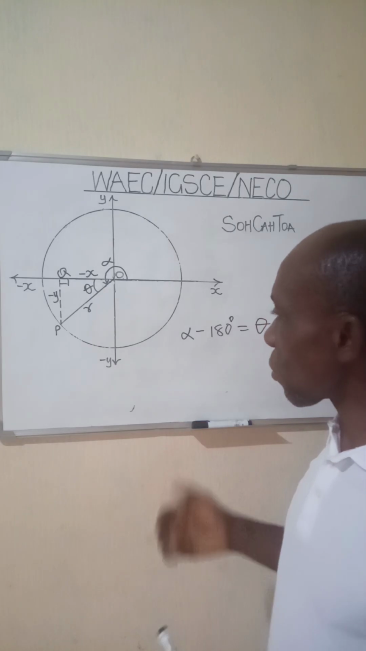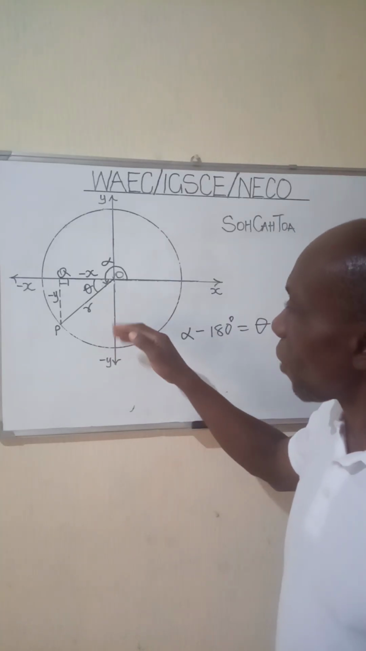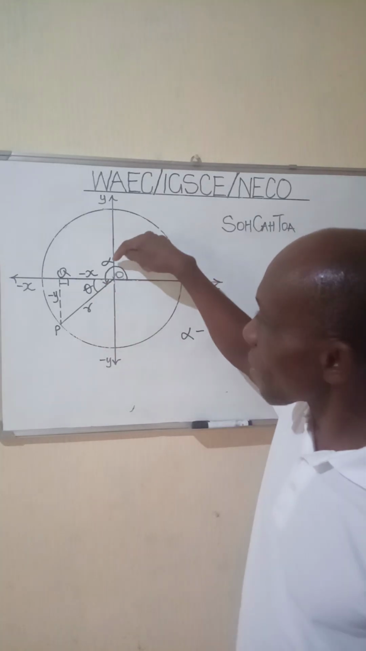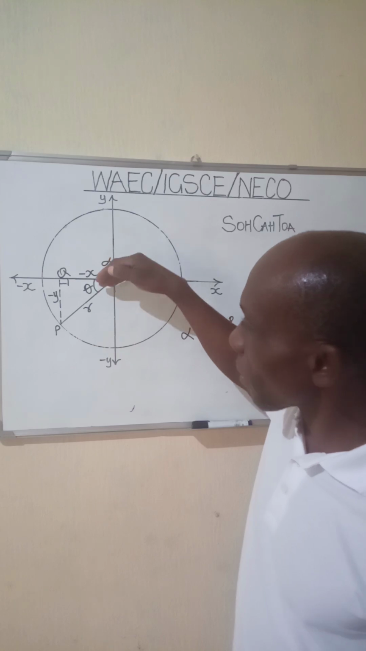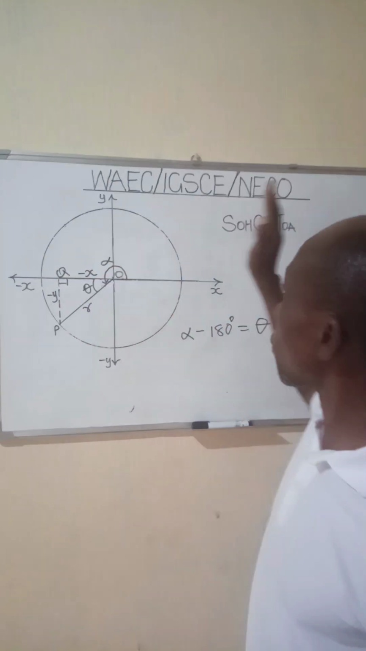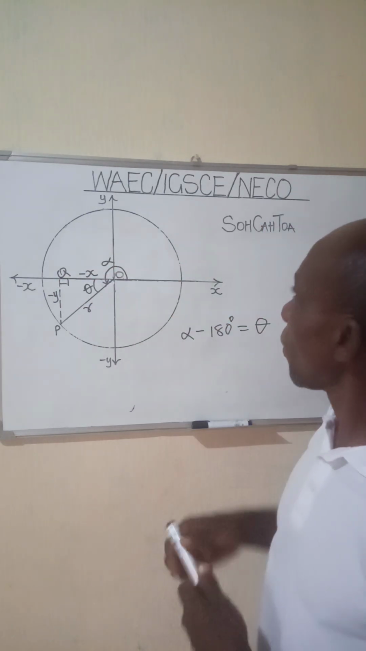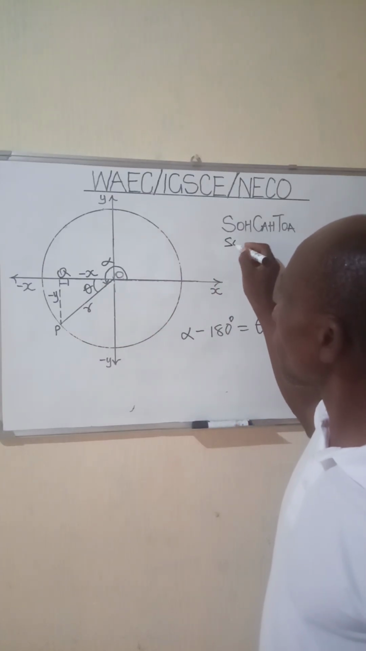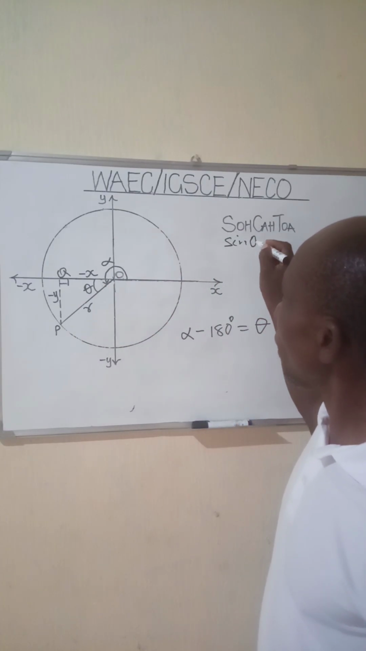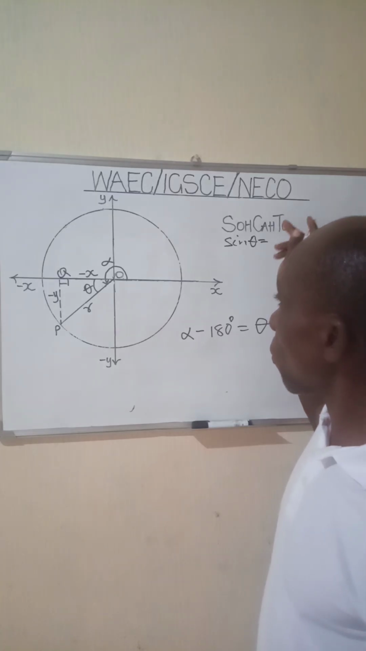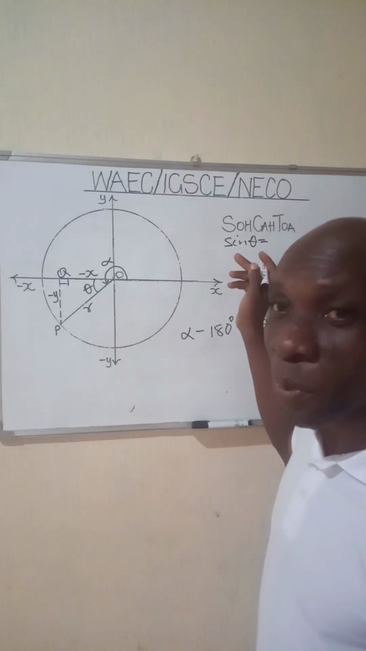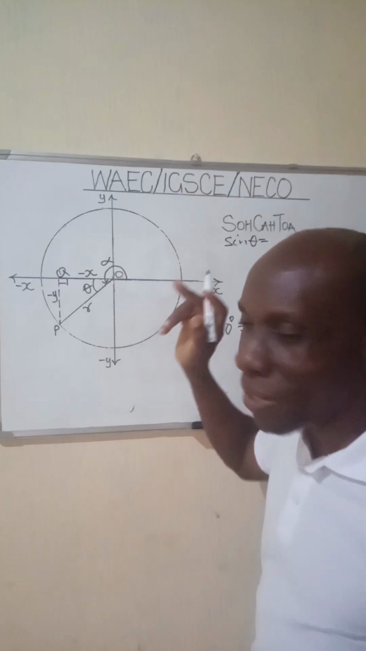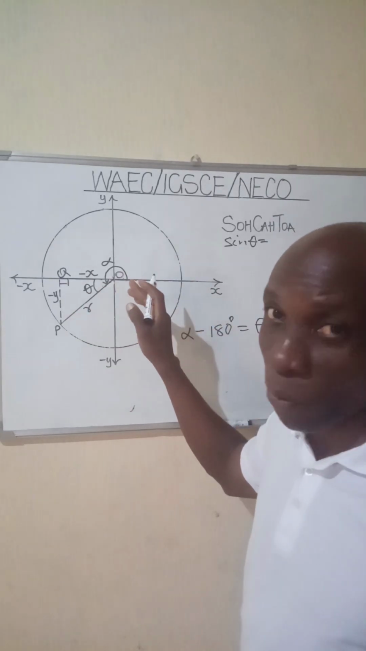Having said so, let's come over here. Now, we are looking at the sine of theta. Remember, sine is opposite over hypotenuse. So, let's do that. We are now in the third quadrant. So, sine theta will be equal to, we can call it sine alpha if you so desire. But take note, when we say theta, we are referring to the trig ratios of alpha.